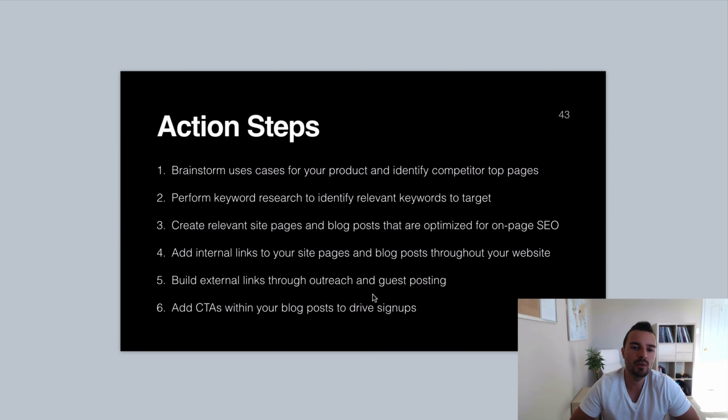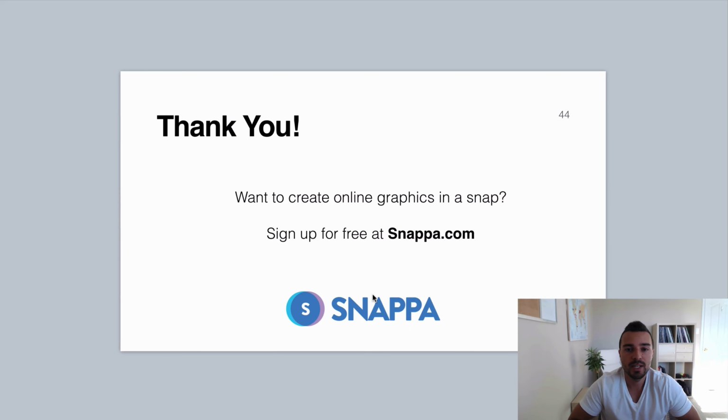Number one, you're going to want to brainstorm use cases for your product and identify competitor top pages. Next, perform keyword research and identify the relevant keywords to target. Next, create site pages and blog posts that are optimized for on-page SEO. Add internal links to your site pages and blog posts throughout your website. Then build external links through outreach and guest posting, and then add calls to action within your blog posts to drive signups. That's everything I had for you today.